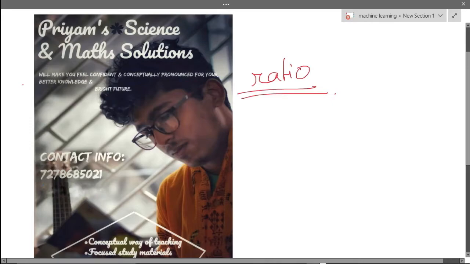So today our topic is ratio and proportion. We all know about ratio since school days. In this lecture we will solve some problems on ratio with shortcut tricks.